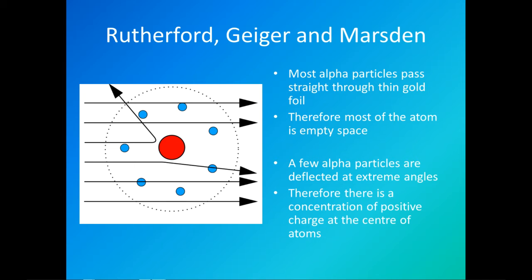Well, the fact that most of the alpha particles pass straight through tells us that most of the atom is empty space. Okay, most of the atom is empty space. But a few of these particles were deflected at extreme angles, and you might remember that when we've got two positive charges, they will repel each other. So if these positive alpha particles are getting bounced right back, it means we've got a concentration of positive charge at the centre of the atom.